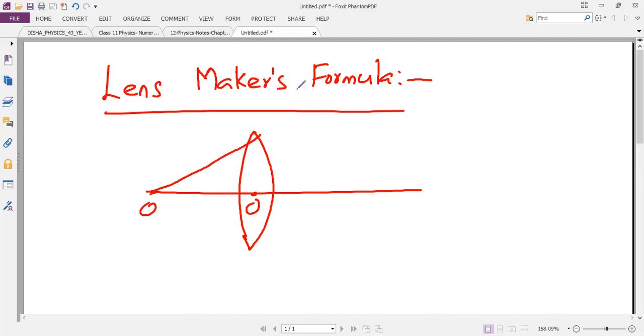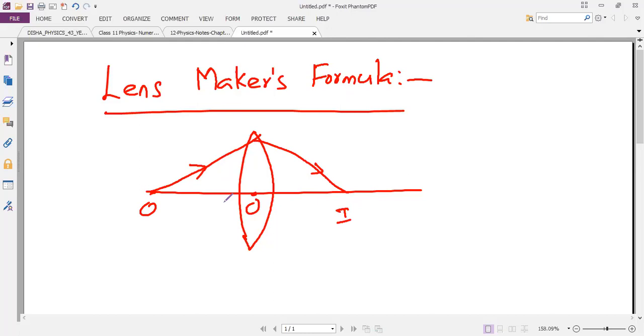Actually, we know very well the convex lens is a converging lens. For this point, it will converge. The image will form here. So this is the image position I. So object position, image position.